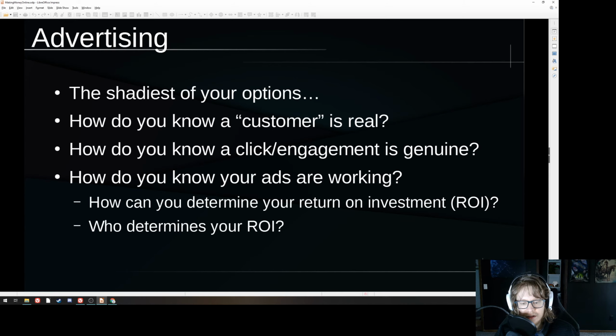Do you? Let's say you start an ad campaign and you spend $5,000 on it. How do you determine that you've gotten $5,000 worth of value out of it? There is definitely some ROI in advertising.